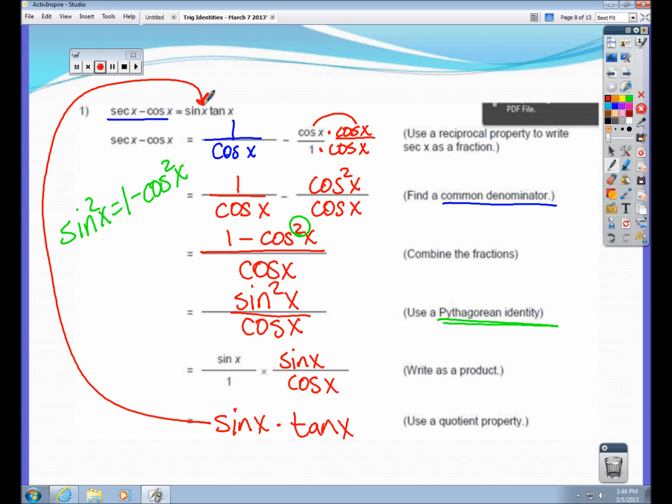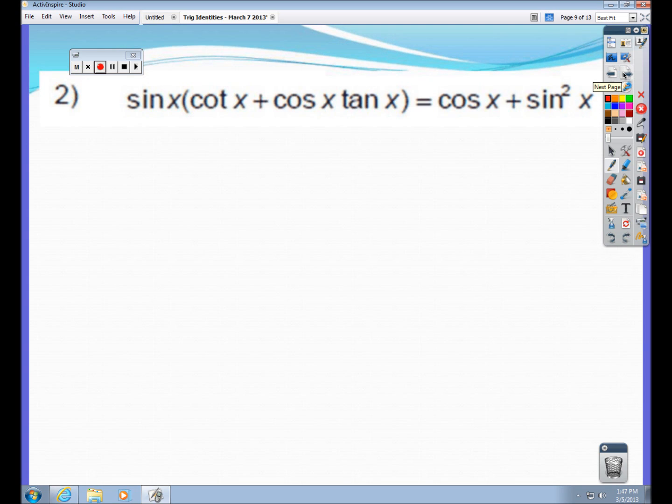Sine times tangent. So again, it's the steps in the middle that are important, not the answer, because I've given you the answer. Okay, you do not always have to start on the left side. You pick the side you want to start on. On number 2, I would start on the left side, however, because there's a lot of functions there. And the more things that are on that side, the more options you have that you can use.